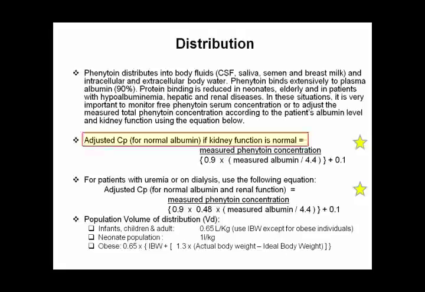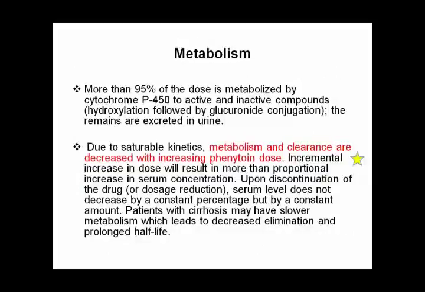So we need to adjust plasma level for normal albumin if the patient has low albumin and normal kidney function, and we need to use a different equation if the patient has low albumin and is also on dialysis or having uremia. The drug is metabolized and cleared via conjugation that follows the cytochrome P450 metabolism.